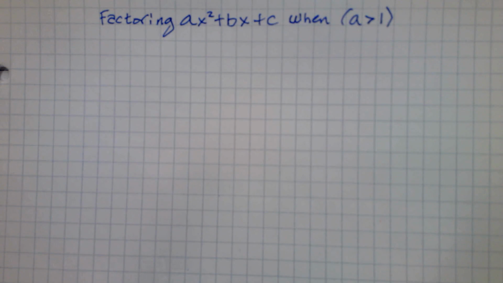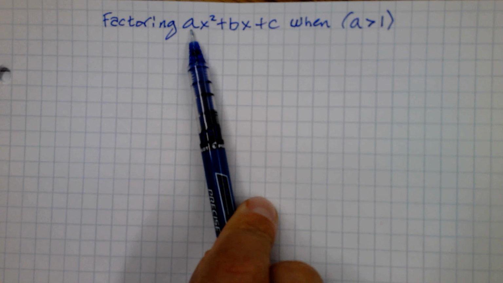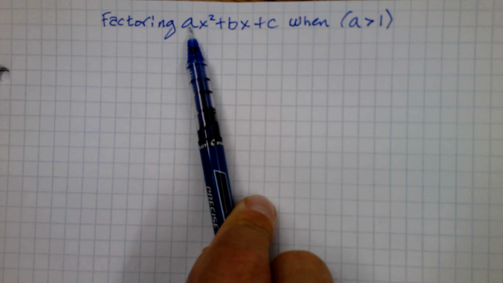Okay, so we're factoring trinomials when a is greater than 1. So what that means is normally, where we didn't have a number, our a value was 1. Now it's going to be some number greater than 1. It could be a 2, a 5, a 20, a 25. God forbid us if it's a big number.